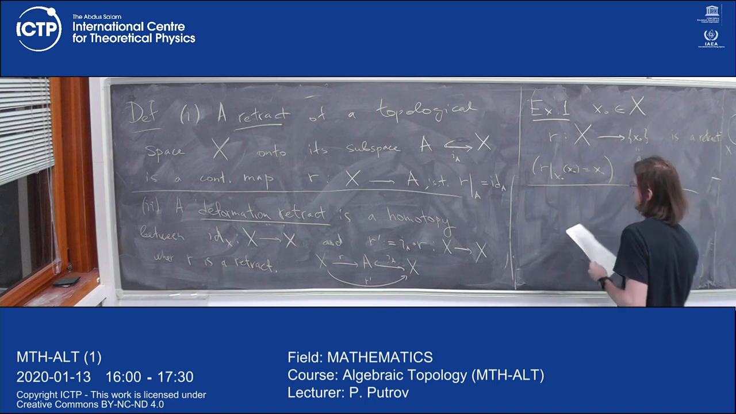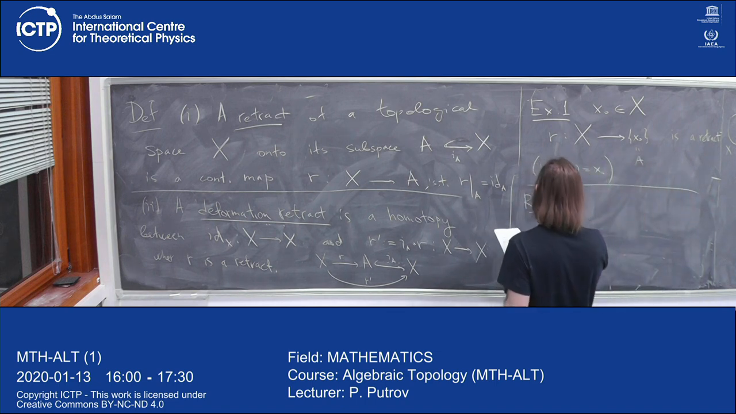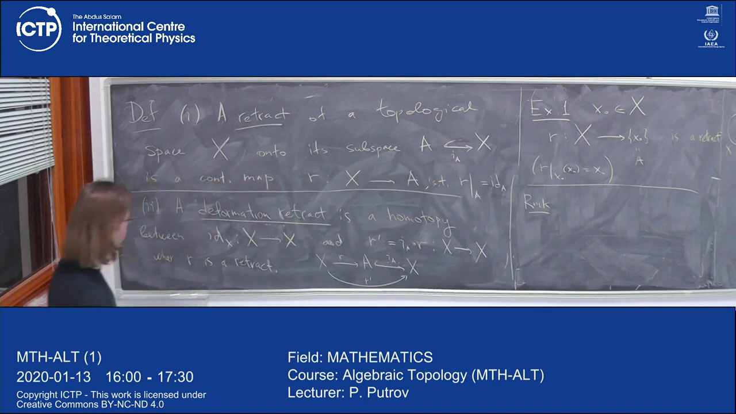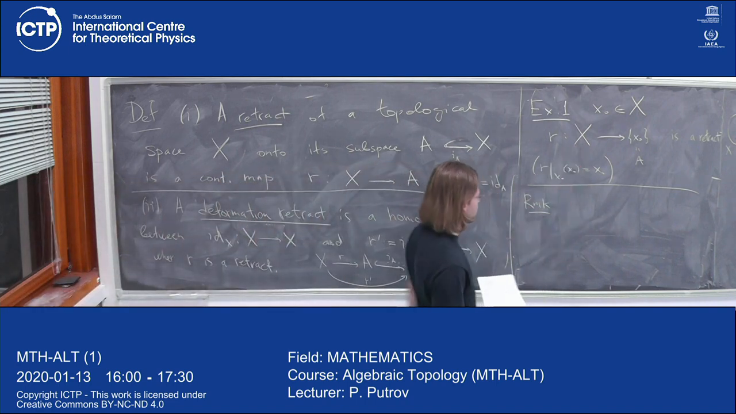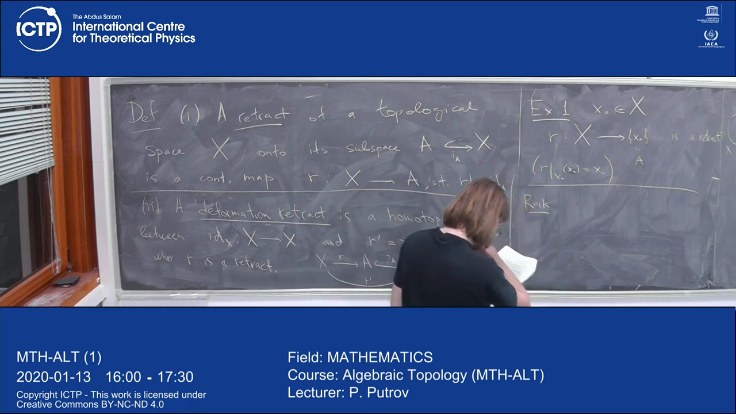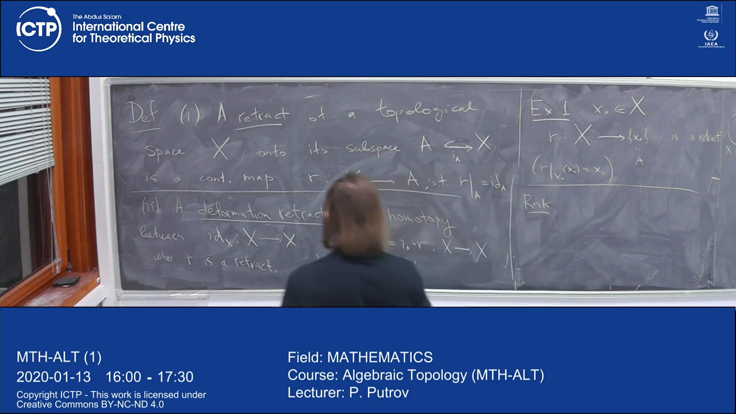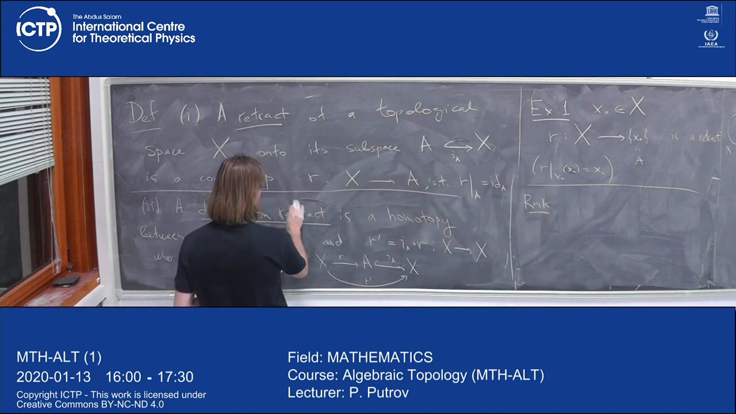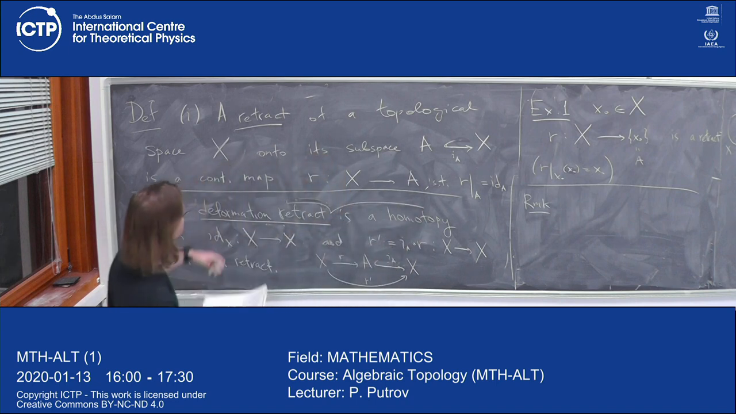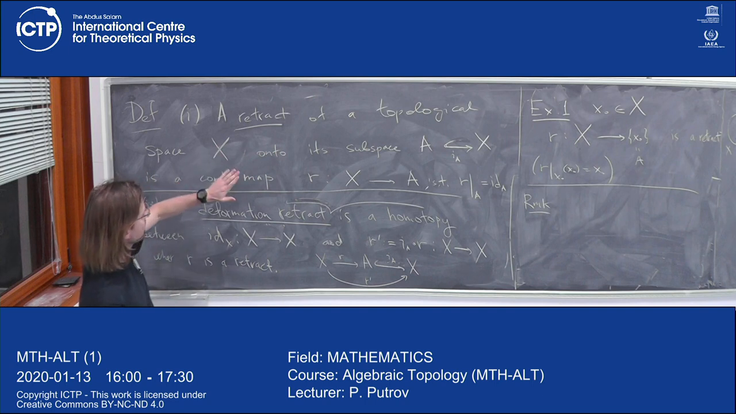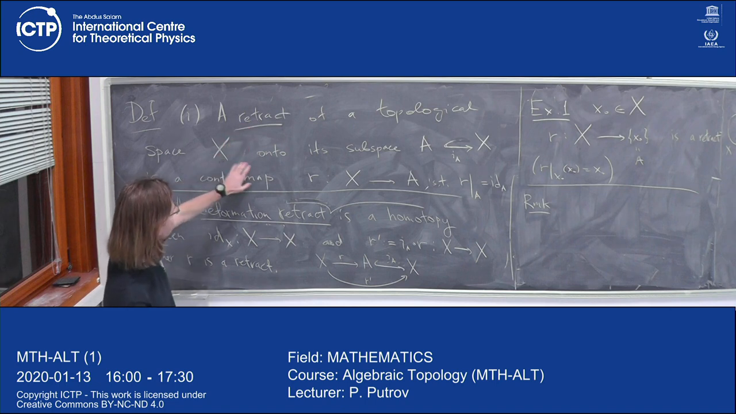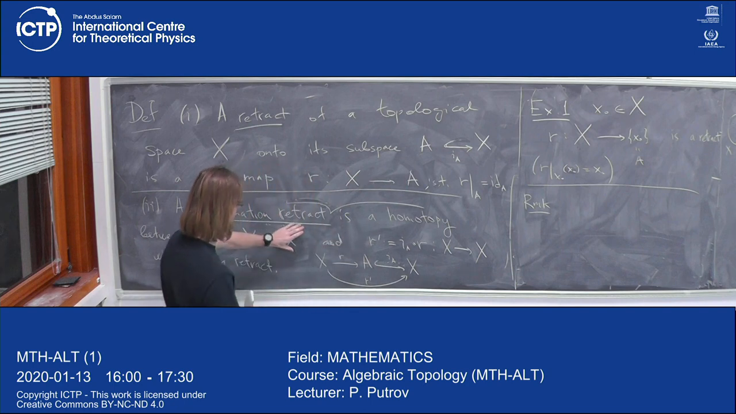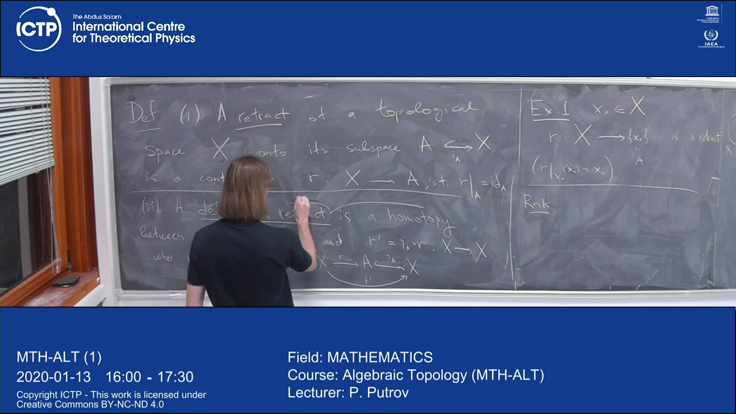Okay. So let me make the following remark. One can wonder if there exists a deformation retract in this case, if there exists a homotopy between this r and the identity on X. So to make it more clear, we talk here about deformation retract, just to clarify the analogy. When we say retract of X onto A, we also say deformation retract of X onto A.